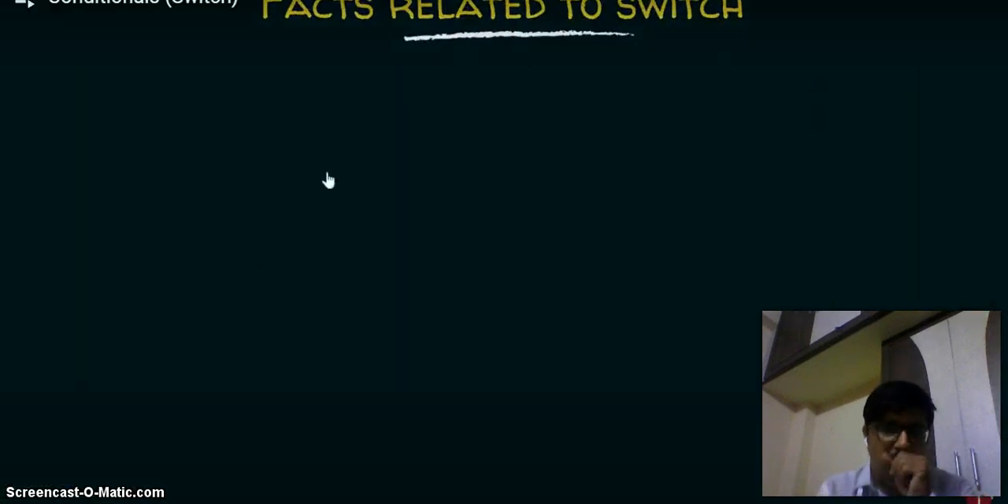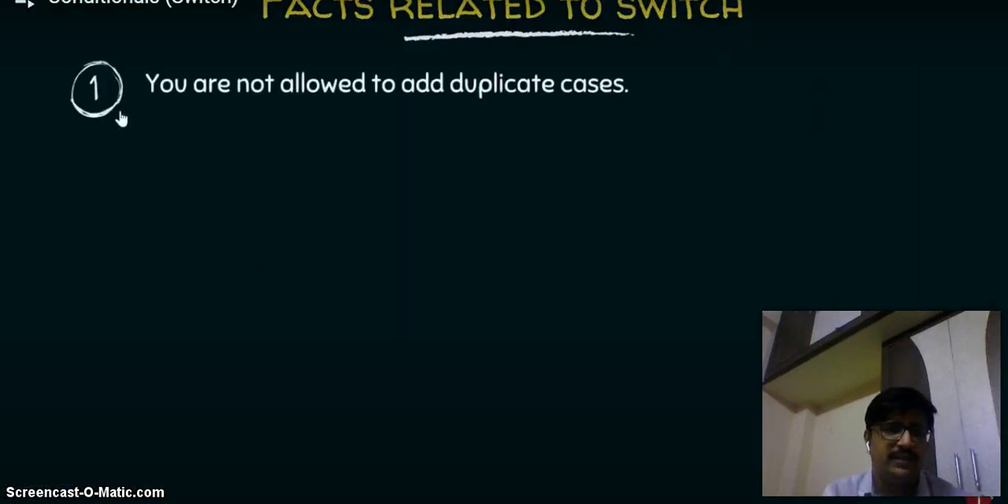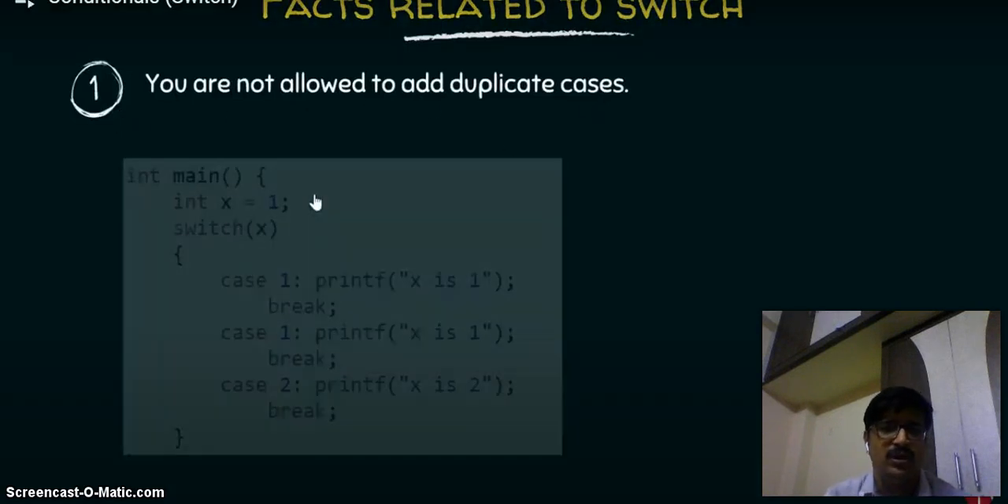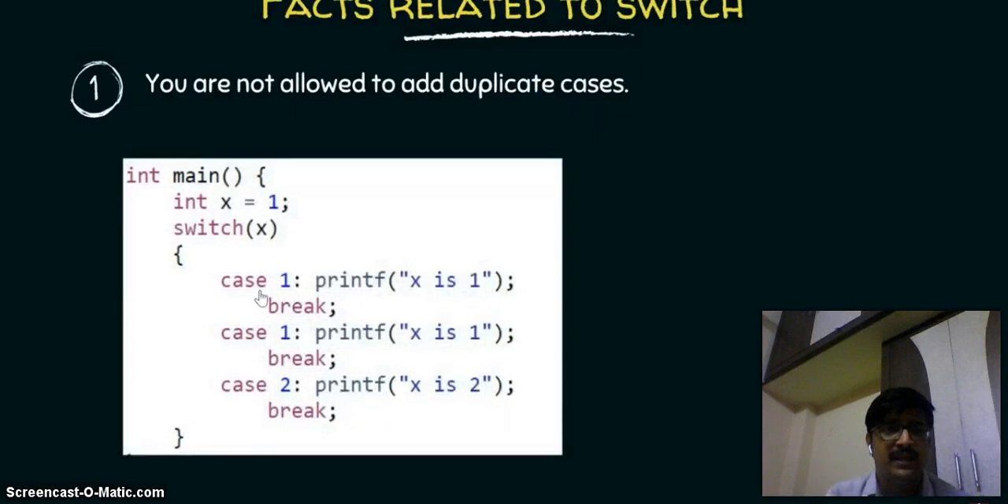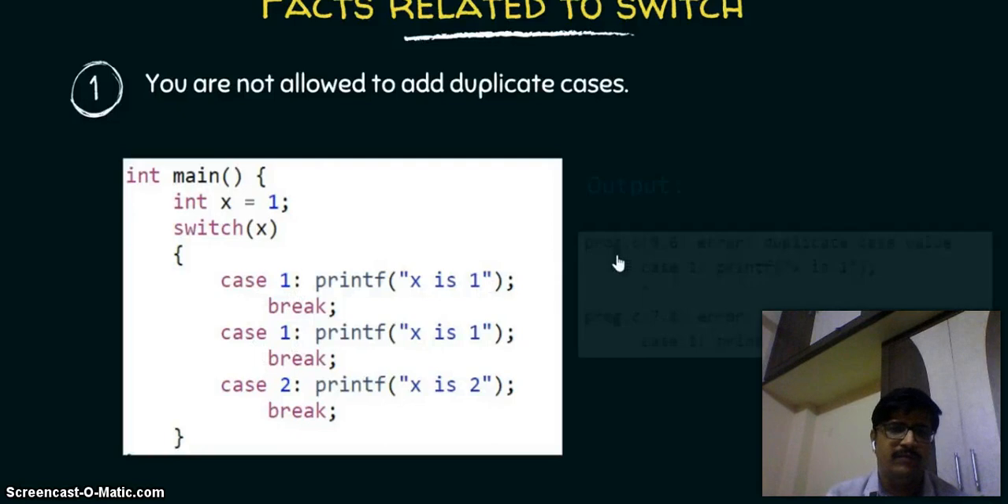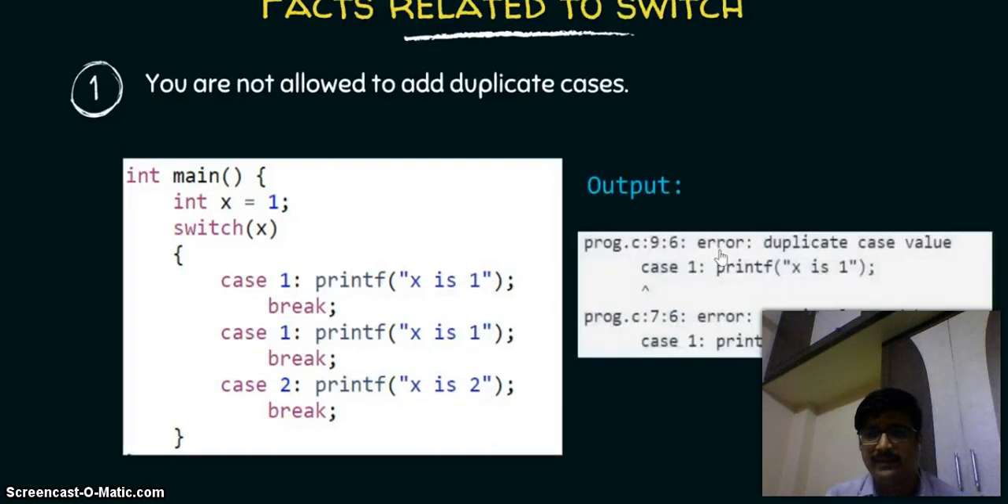Now let's consider facts related to the switch. Let me show you. You are not allowed to add duplicate cases. Just note these things. For example, can I put here case 1? Never should we repeat a case, and hence you will encounter an error something like this: duplicate case values. So avoid writing duplicate cases.